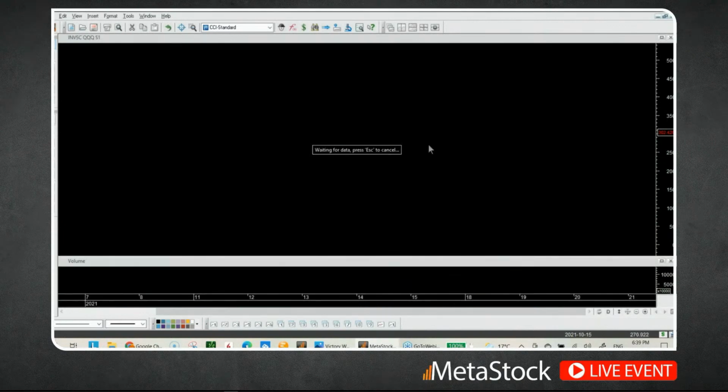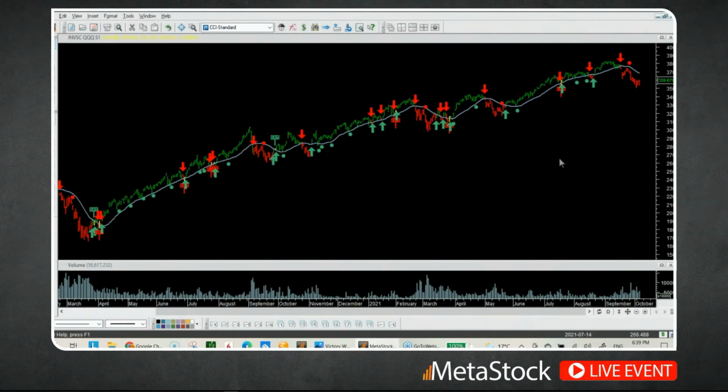The charts are identical. And here we are. Right now it's trending lower. So this opportunity here, we didn't have a huge amount of slope there.